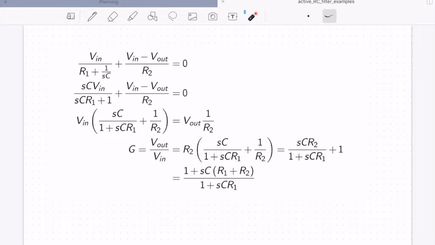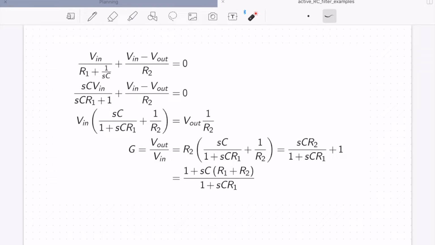The next thing we do is we want to clear the denominator here. So we multiply by SC over SC. That gives us SC Vn over (SC R1 plus 1). I didn't change this term. And then the next thing we do is we factor out the Vn and factor out the V out and move it to the right. And that gives us a very messy expression when we find V out over Vn.